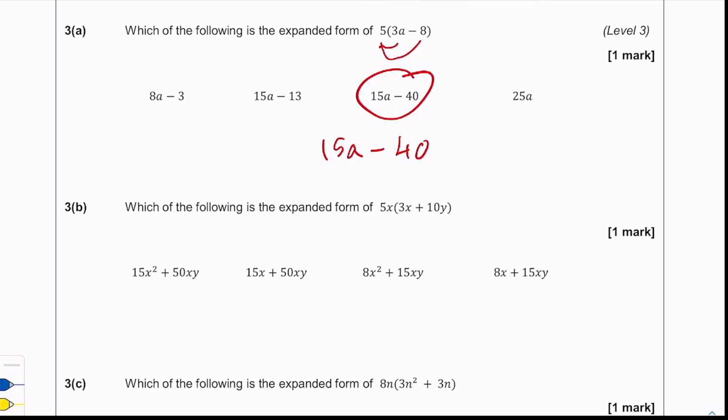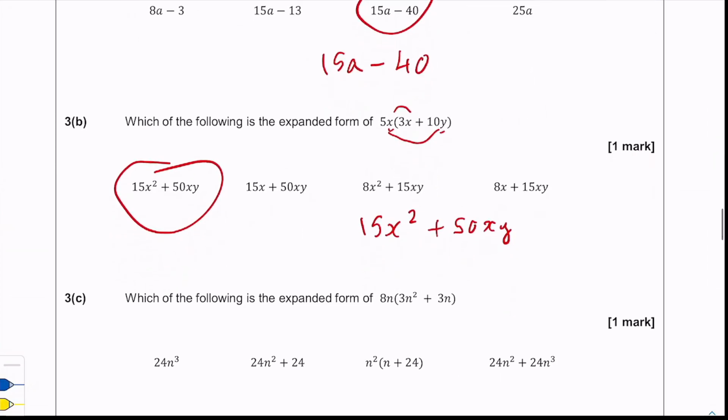Okay, next one, we need to expand the following and get the answer. So we've got 5x times by 3x and 5x times by 10y. So there's 2 different algebraic terms here. So we've got x and y. So we're going to have 5x times by 3x, which is 15, then we've got x squared, plus 5 times by 10 is 50. And then we've got the x and the y, so 50xy. And hopefully that's one of our answers. And yeah, it is. It's the first one over here.